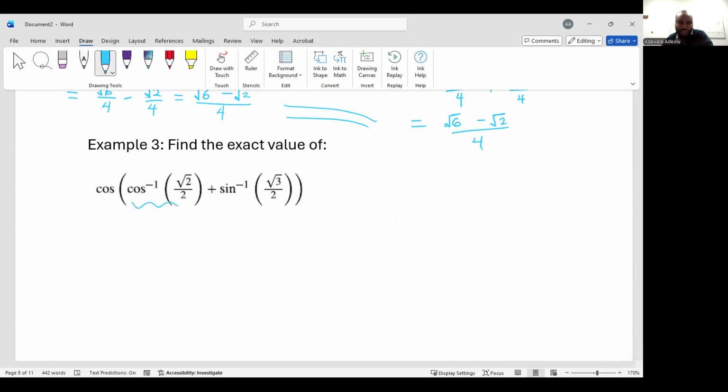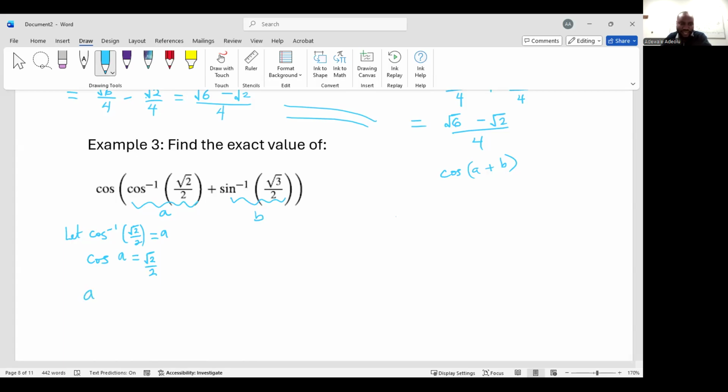What do I mean? I can call this old guy A, and call this other guy B. Because then I have cosine of A plus B, trying to minimize the complexity. So let cosine inverse of root 2 over 2 be A. That means I'm looking for some angle A such that cosine of that angle is root 2 over 2. So what is that angle?